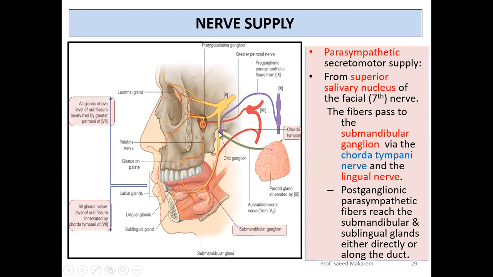For the parotid, it will be the otic ganglion which is important, and we have shown the whole process here. For the submandibular and sublingual, it will be through the superior salivary nucleus, and from there into the facial nerve through the chorda tympani, then the lingual nerve, relaying in the submandibular ganglion, and the postganglionic fibers will start from here, relaying to the sublingual and submandibular glands.